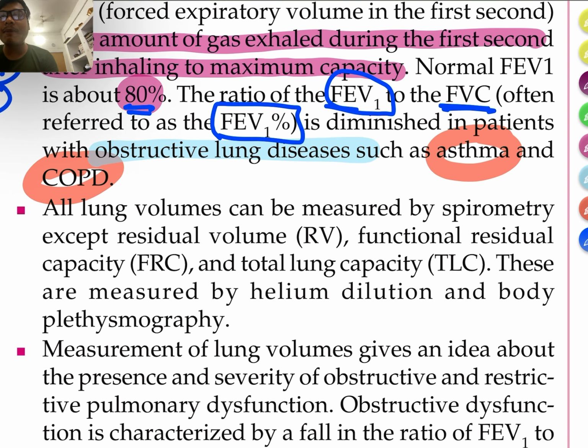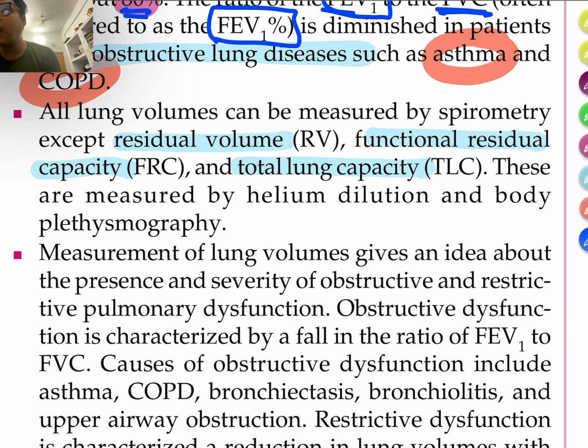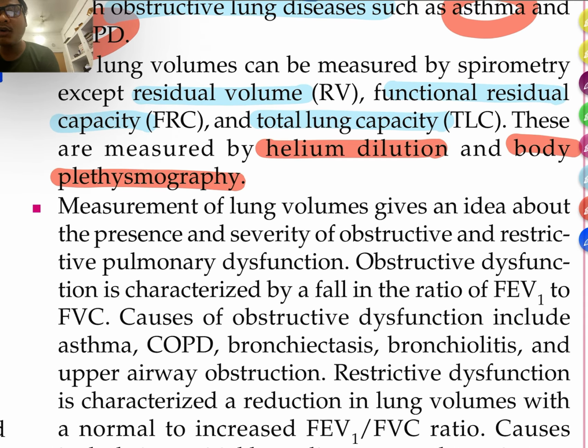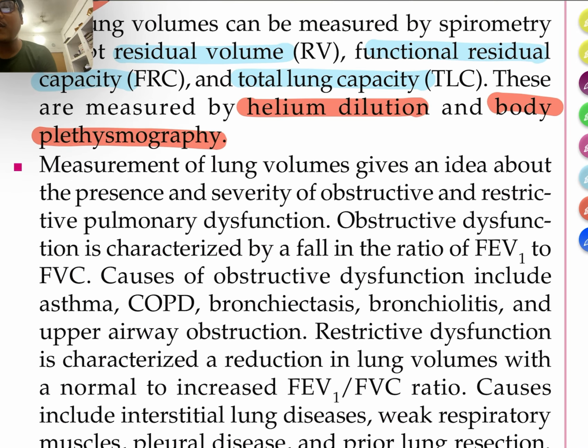Continuing our topic, all the lung volumes can be measured by spirometry except residual volume, functional residual capacity, and total lung capacity. We have to remember this, as it may also be asked in the viva. These are measured using helium dilution as well as body plethysmography. The measurement of lung volumes can give an idea about the presence and severity of obstructive and restrictive pulmonary dysfunction.